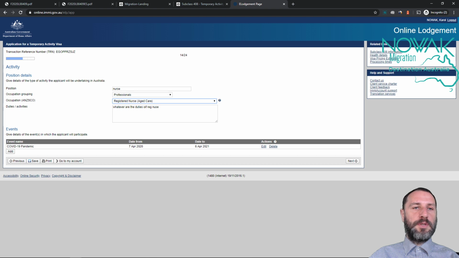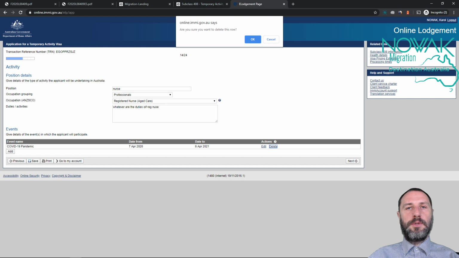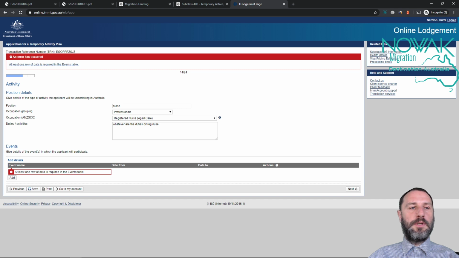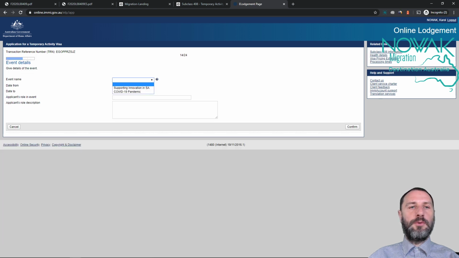Okay, then duties, activities. Write whatever duties and activities you will be doing in the position. And this one is important, okay? You will have to, let's delete this one, okay? Event name: if you will not add an event, you will have to provide something. So add, there are 2 events. So you will choose COVID-19.